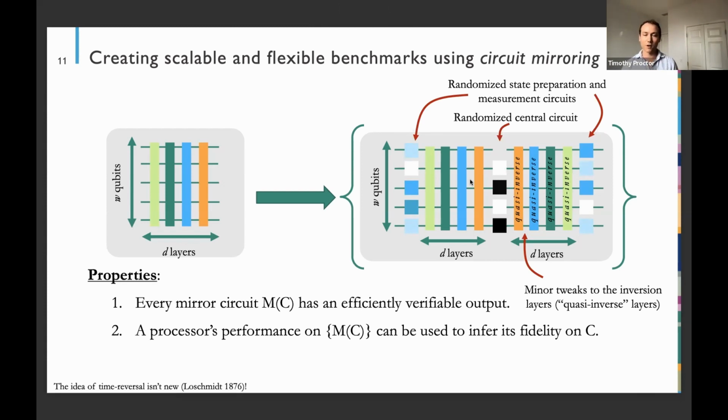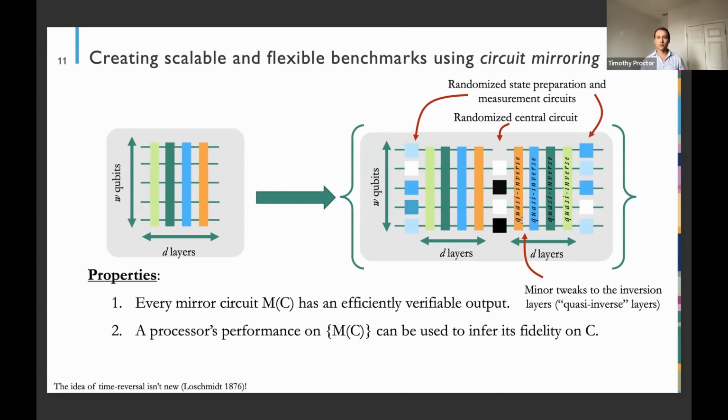So we insert a small subroutine into the middle that is randomized, that prevents systematic cancellation of the errors in the first half and the second half of this circuit. And then we also insert a randomized state preparation circuit that allows us to probe the performance of this circuit on general input states rather than just the all zeros input state. And then we undo that randomized state preparation with the randomized measurement layer at the end. And then we do some tweaks to the inverse layers to make sure that this whole thing still collapses down to something that we can easily simulate, so that we should always get out a particular bit string that we can easily calculate.